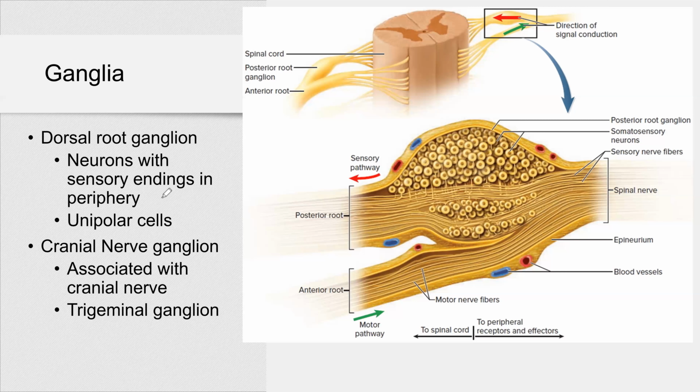Neurons with sensory endings in the periphery, the sensory neurons over here, are unipolar cells. You can see there is one process coming from the body, and then it branches. So we have a peripheral and a central process. The peripheral process goes towards your periphery, wherever you have your sensory receptors, and the central process will go towards the spinal cord. So we have the dorsal root ganglion, for example, and cranial nerve ganglion.